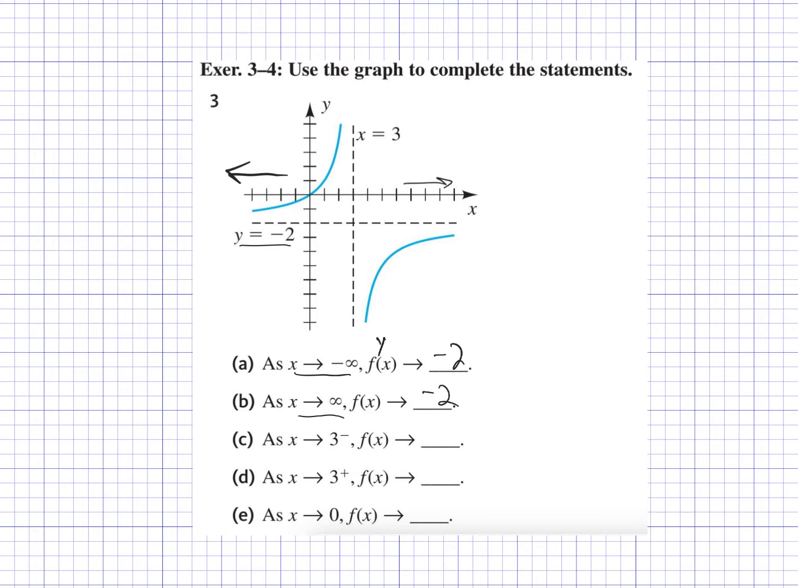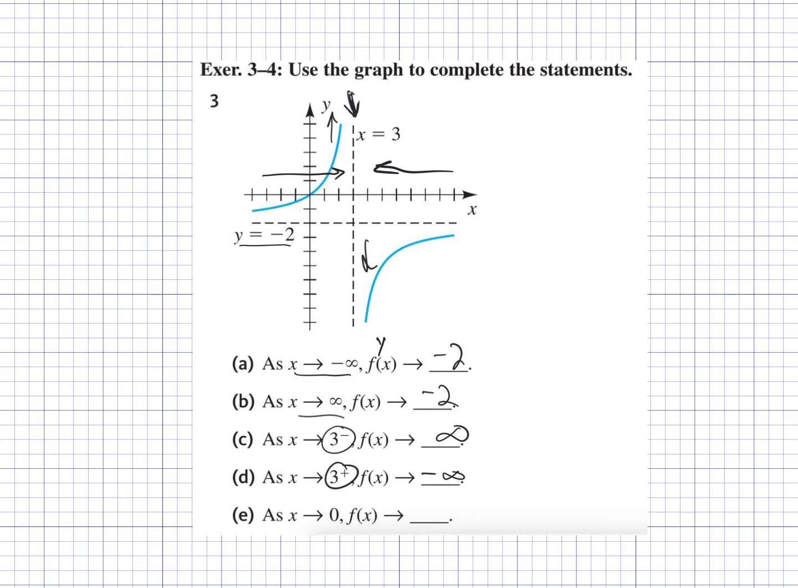And as x goes to positive infinity, as x goes to the right, y is going to negative 2 as well. All right? Then, as x approaches 3 from the left, so this position right here. As we are approaching 3, as x approaches 3, what is happening to y? Y is going to positive infinity. Y is going up. And as we approach 3 from the right side, what is happening to the y value? It's going to negative infinity.